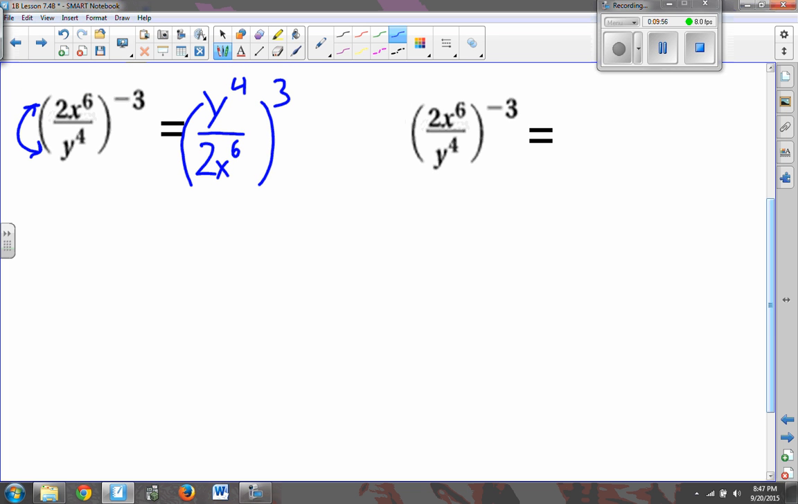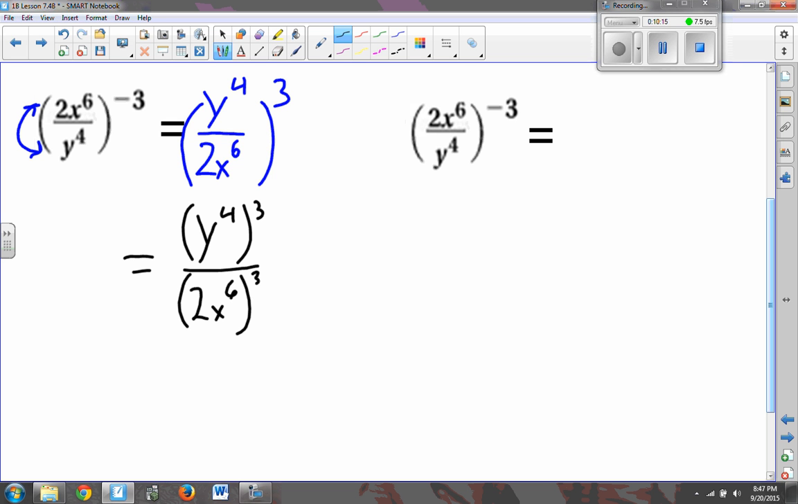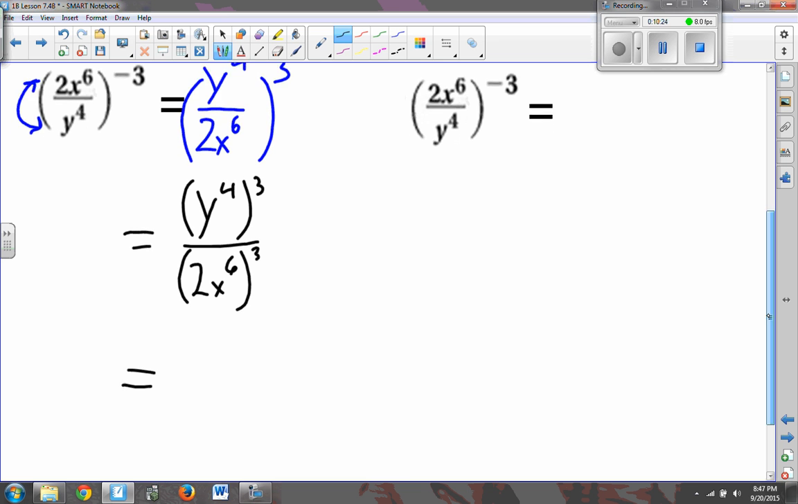So now I'm going to use the rule that we just wrote down in our notes today, that says I can take my y to the fourth and raise that to the third power and put that over 2x to the sixth, that raised to the third power. All right? So that's what this equals. That's where I'm at now. I'm going to keep going down, keep simplifying. Please be following along and adding this to your notes with me if you're not already doing that.